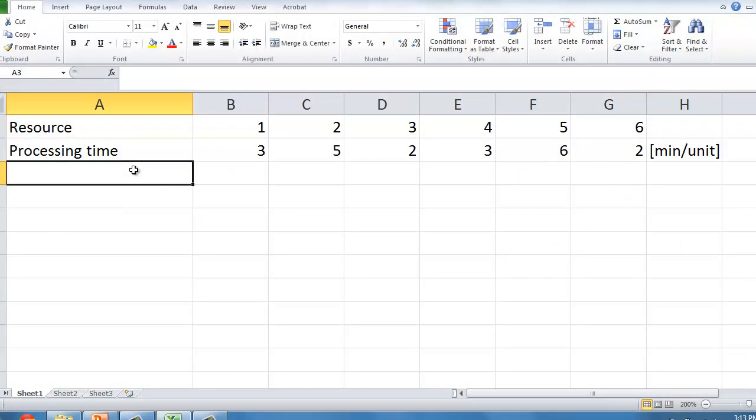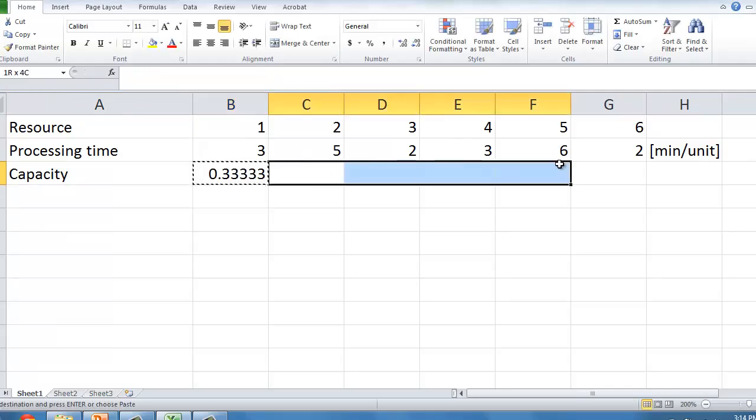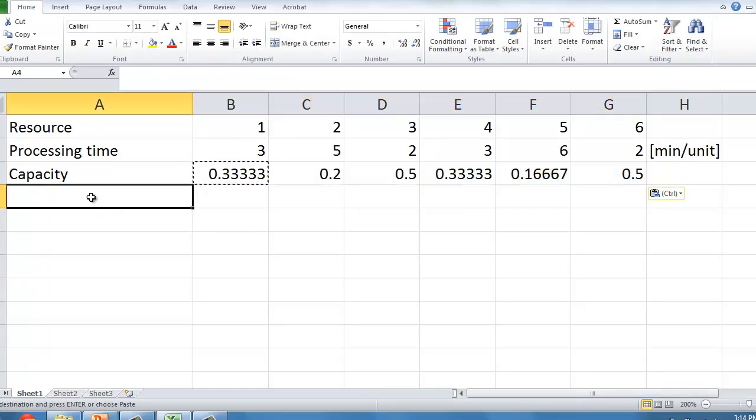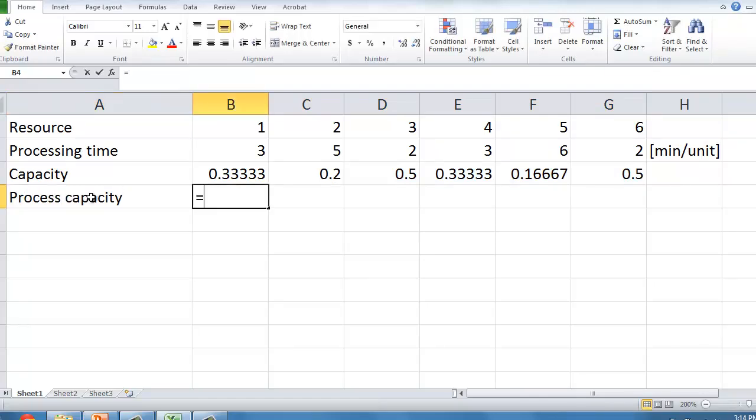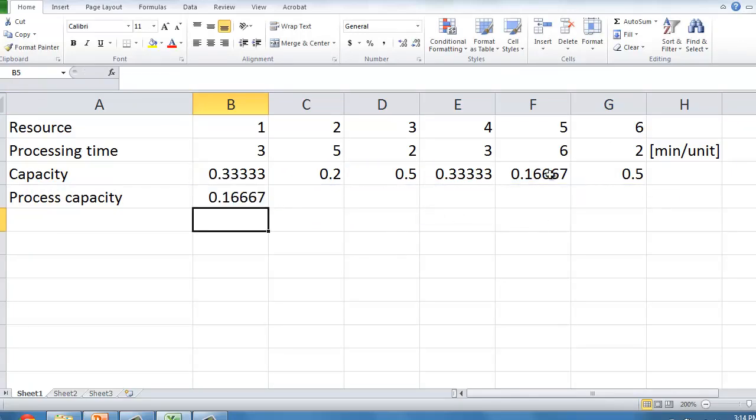Alright, let's review this calculation in Excel. So first thing that we're going to do is we compute the capacity of each of the resources as 1 divided by the corresponding processing times. This is now expressed in units per minute. Next, we're going to compute the process capacity as the minimum of the individual capacity levels, which determines that indeed station 5 is, as we expected, the bottleneck.